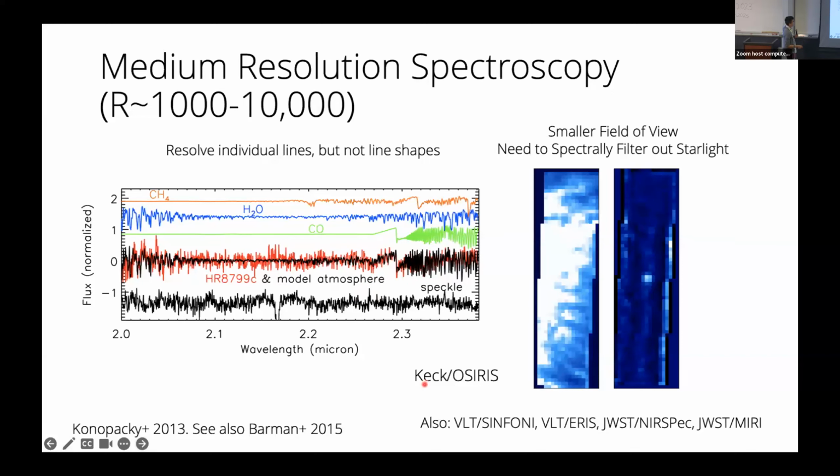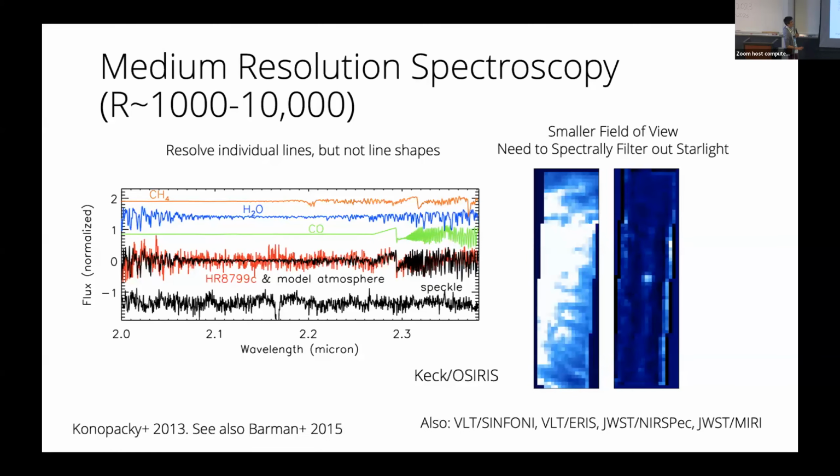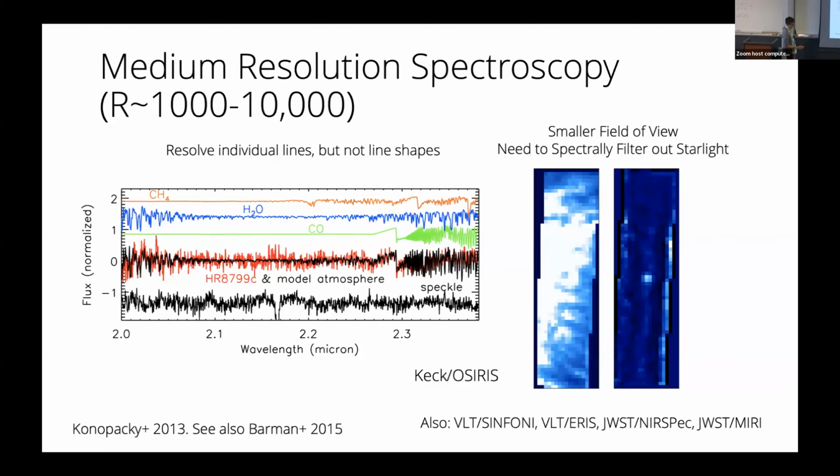The original work for this has been done with Keck OSIRIS, also VLT SINFONI, and these are generally integral field spectrographs as well. But because of the finite number of pixels you can have on a detector, we're generally trading off field of view for spectral resolution. So we have more pixels dedicated to spectral resolution, getting more precise, finer resolution spectra, and fewer pixels dedicated to getting more of the field of view. So you can see that these are very narrow field of view images.